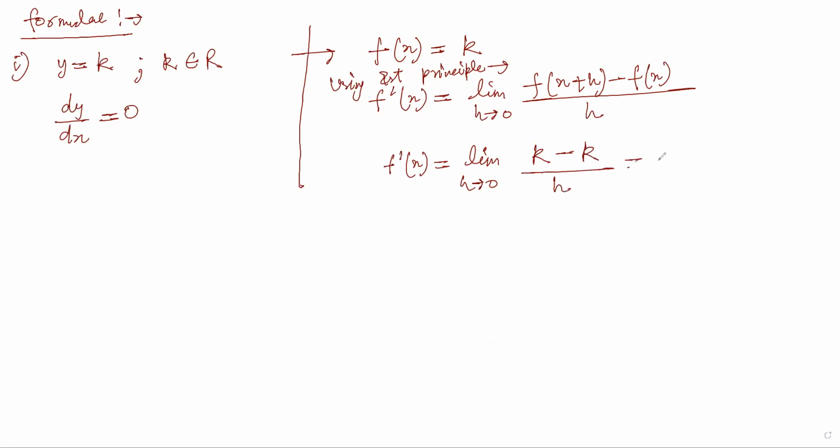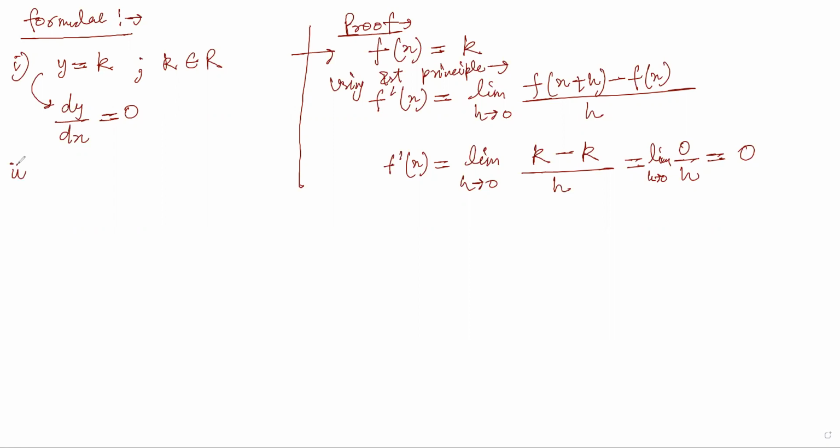So this is nothing but 0 by h, which is again 0 because h has some value, some very small value, but some value. So this is 0. Hence this formula. So the first formula is: if you want to differentiate a constant function, any constant, the differentiation will be 0.